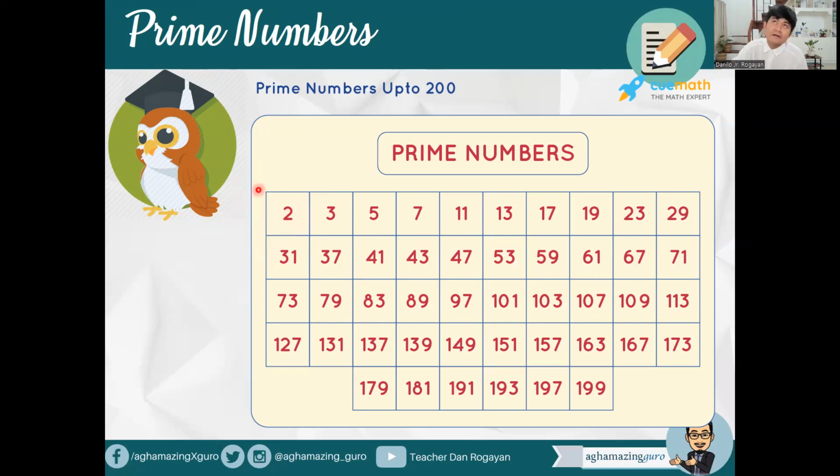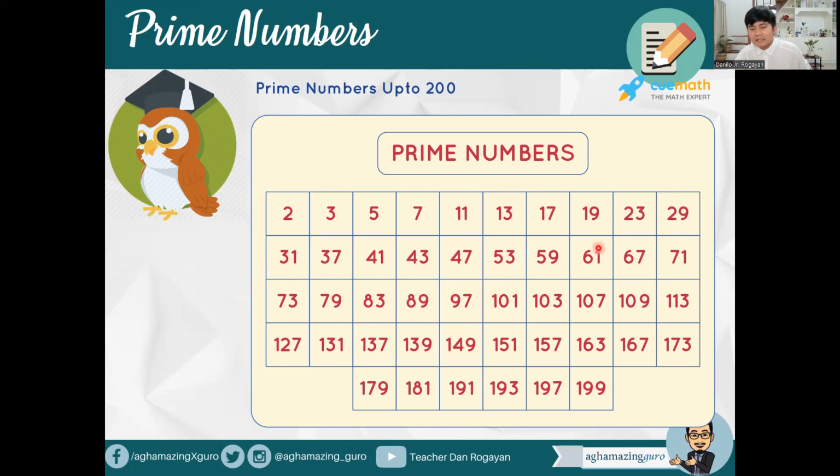And then between 1 to 100, how many, or what is the total of prime numbers between 1 to 100? The answer is 25. So isasagot sa board exam, pag tinanong ilan lahat ang prime numbers mula 1 hanggang 100, that is 25. And then pag tinanong sa board exam, what is the largest prime number less than 100? The answer is 97. Okay?